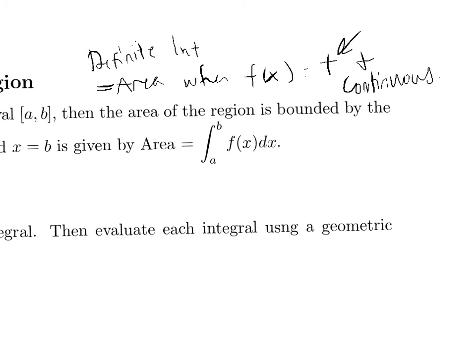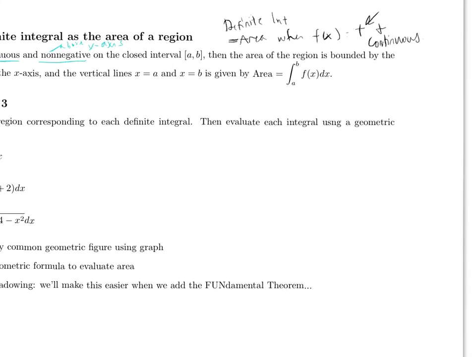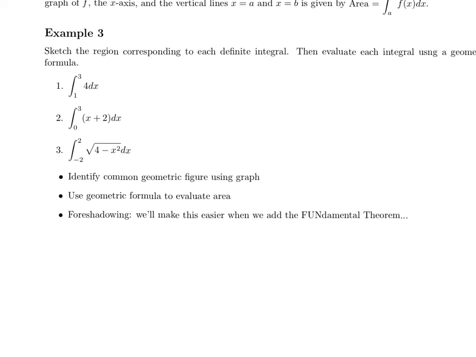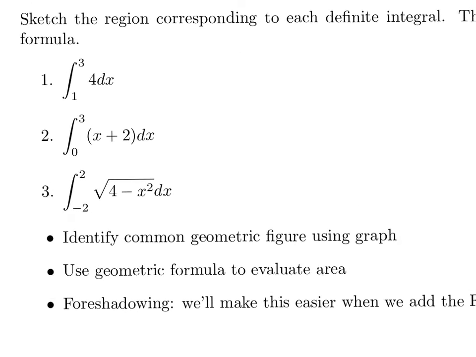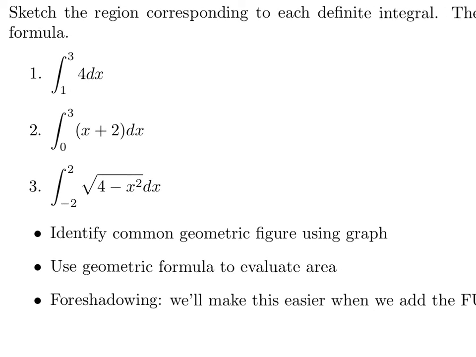So if it's non-negative, meaning it has positive y values, and it's continuous, then the definite integral means area. You'll notice in the previous problem it was not non-negative. The function was negative, so it does not necessarily mean area. So when we see this symbol, if the graph meets those two requirements, meaning it is continuous and non-negative, then instead of doing that big ugly sum, we can just look at the area. And there are some shapes we know how to find the area of. So let's take a look at this one.